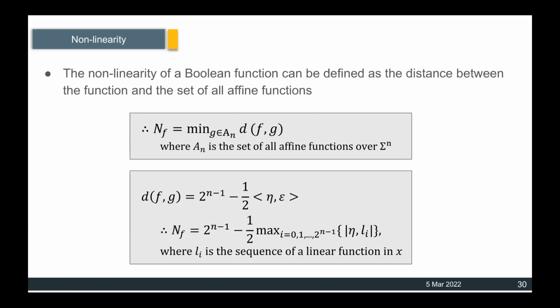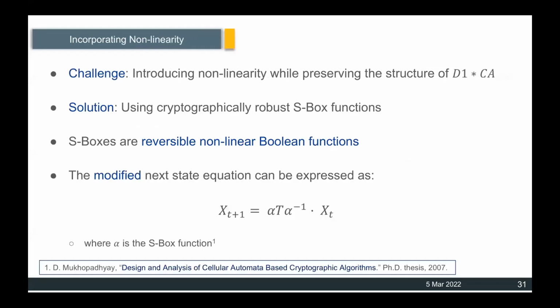So of course, you can formulate this in a more interesting manner by seeing what are called the Walsh transformations, but I will not go into the details of this. But at a broad level, this is the idea of defining nonlinearity of a Boolean function. It is defined as the distance between the function and the set of all possible affine functions.